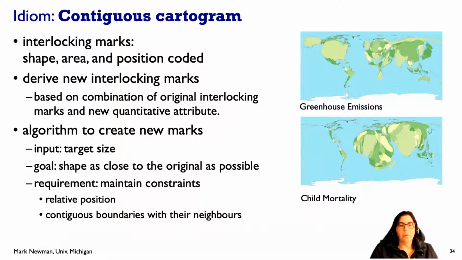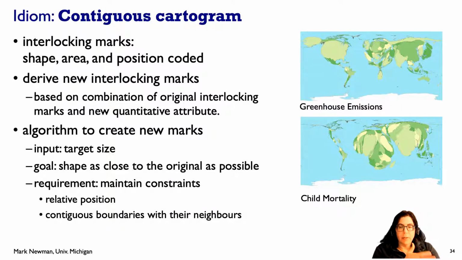Okay, so what is going on with this idiom? Well, again, we've got this idea of interlocking marks. And now what we're doing is we are deriving new interlocking marks. And that is based on the combination of the original set of marks and this new quantitative attribute. So it's pretty notable that you typically would want to do this algorithmically. I mean, in the old days, people might do this by hand, but of course it was incredibly labor intensive. This is something we would typically do algorithmically.